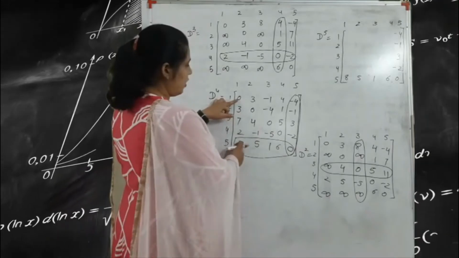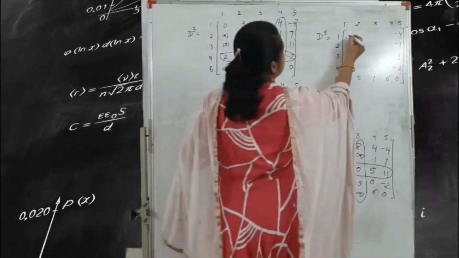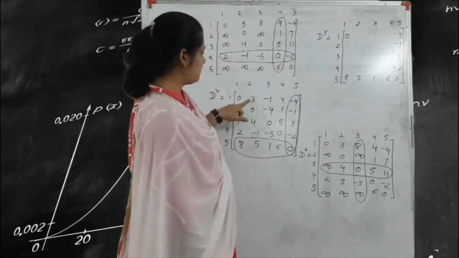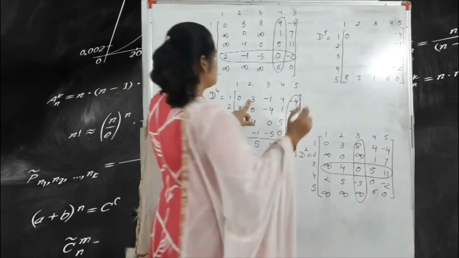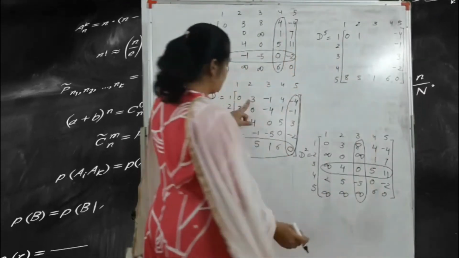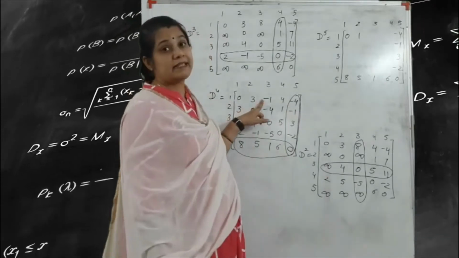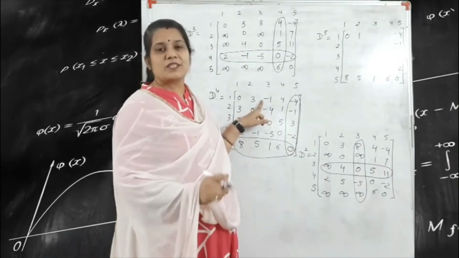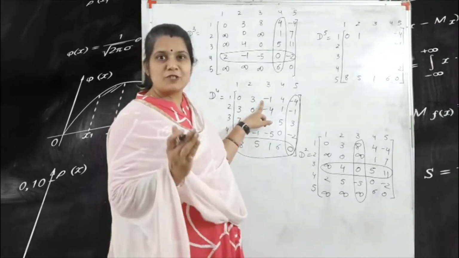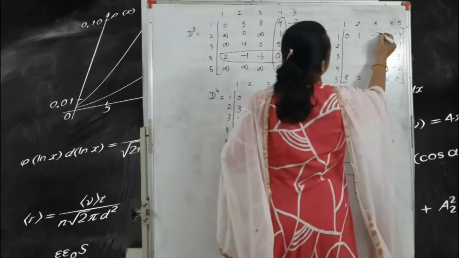So 0: the highlighted values are 8 minus 4, that means 4. So here we write the 0 because 4 is greater than 3. 5 minus 4, that means 1, so we write here 1. 1 minus 4, that means minus 3. So minus 3 and minus 1: what is the maximum value? The maximum value is minus 1. Okay, so we write here the minus 3.